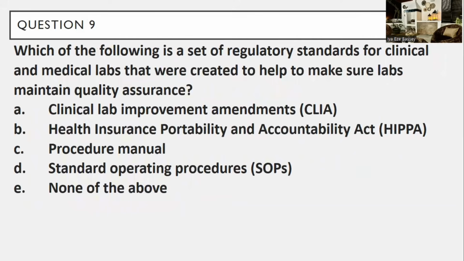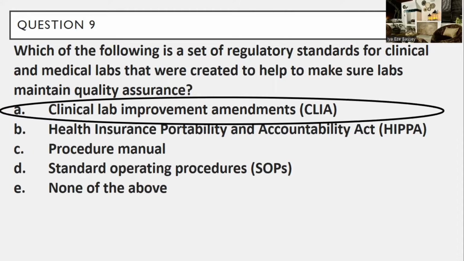So question 9, which of the following is a set of regulatory standards for clinical and medical labs that were created to help make sure labs maintain quality assurance? A, Clinical Lab Improvement Amendments. B, Health Insurance Portability and Accountability Act. C, Procedure Manual. D, Standard Operating Procedures. E, none of the above. The answer is Clinical Lab Improvement Amendments.